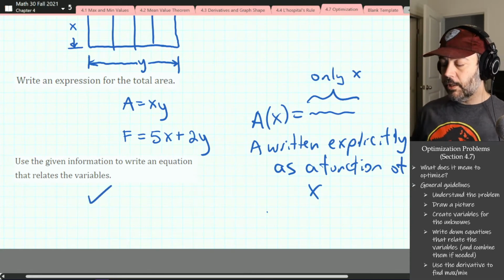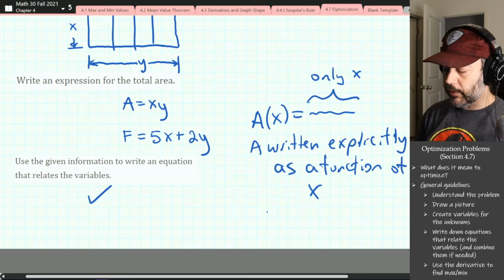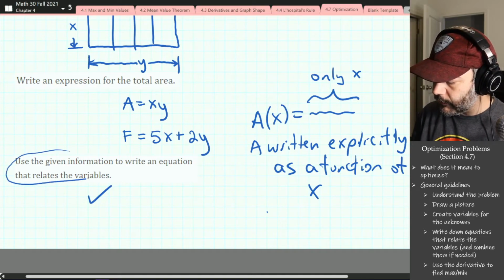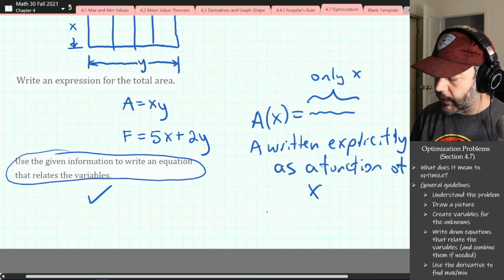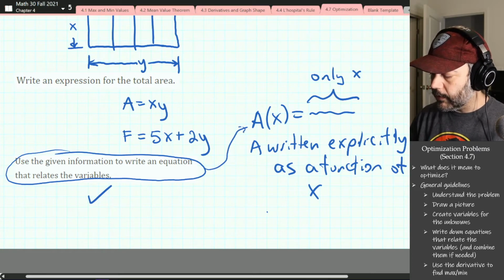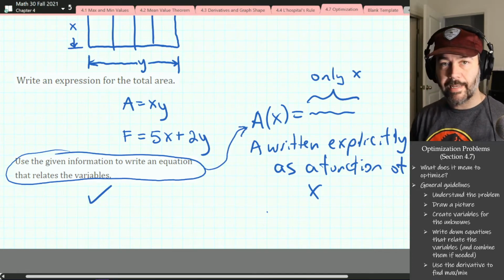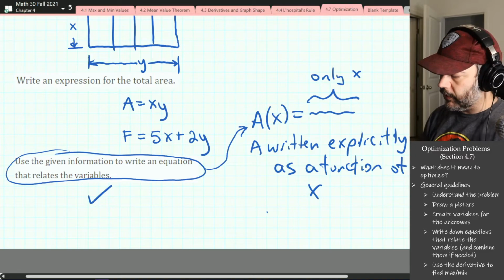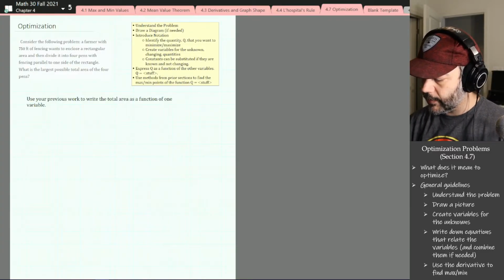And I'm going to let you do this. You need to write an equation. What they mean here by use the given information to write an equation that relates the variables is to find an equation where A of X is equal to a function that only uses X.